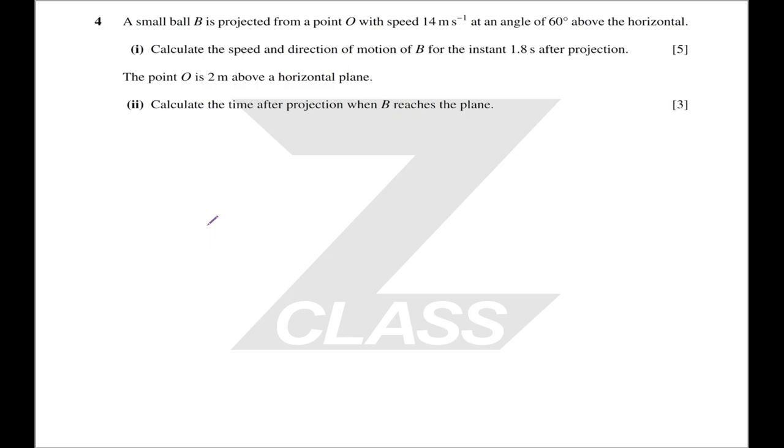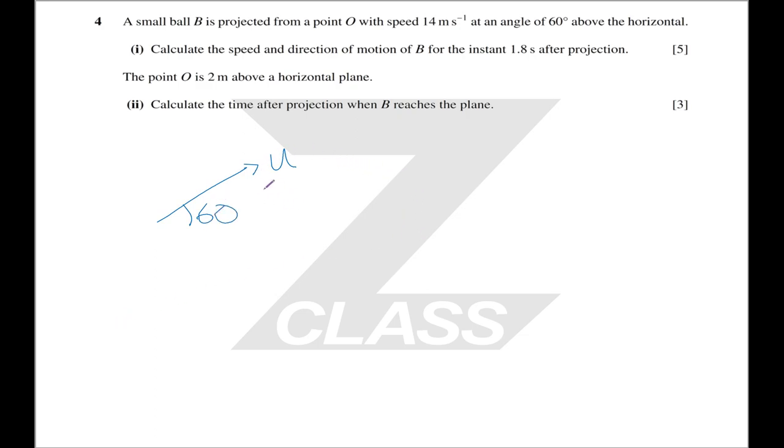Part 4. A small ball, b, is projected from a point O with speed 14 meters per second at an angle of 60 degrees above the horizontal. Calculate the speed and direction of motion of b at the instant 1.8 seconds after projection. So what we are dealing with here is a SUVAT question, ultimately, right? We are saying we have a speed of u in the direction 60 degrees above the horizontal.